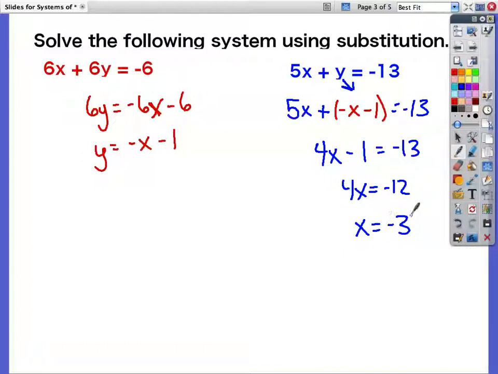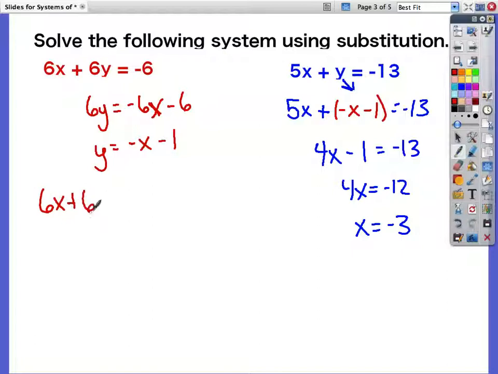Now, I take this negative 3 and plug it into my original equation up here and solve for y. I could plug it in here for this y, or into this more simplified equation, but the reason I choose to go back to the original is just in case I made a mistake along the way. I like to go back to the original. So I'm going to rewrite the original equation over here.